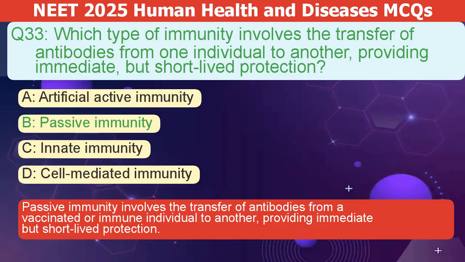The correct answer is B. Passive immunity involves the transfer of antibodies from a vaccinated or immune individual to another, providing immediate but short-lived protection.